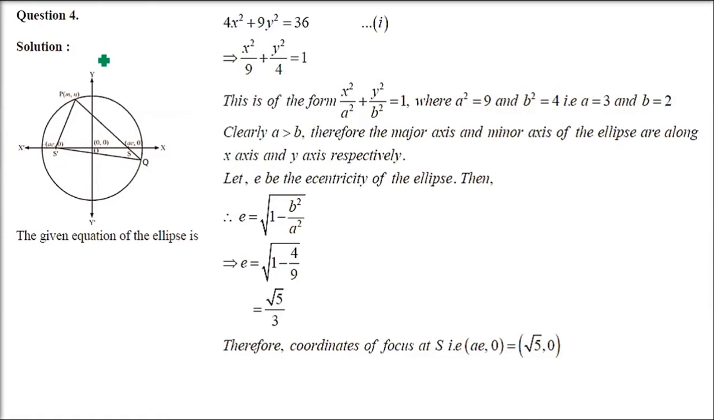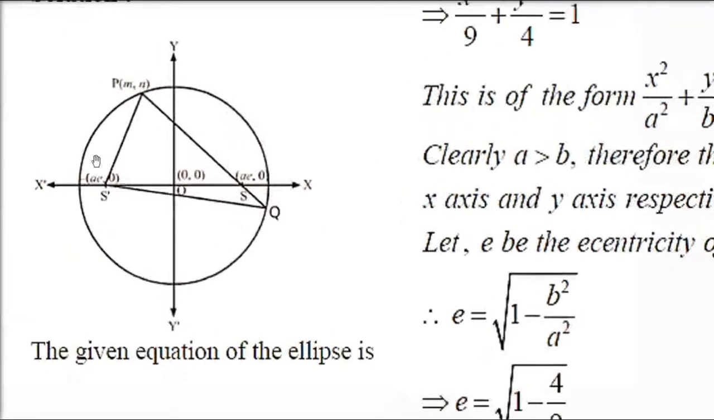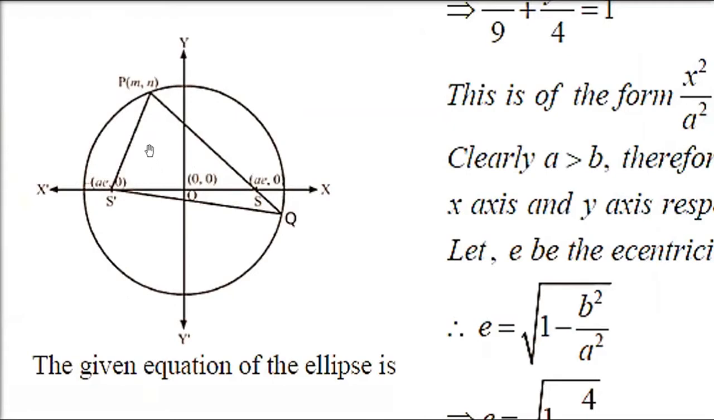Now this is question number 4. PSQ is a focal chord of the ellipse 4x square plus 9y square equals 36 such that SP equals 4. If S dash is the other focus, write the value of S dash Q. Now this question involves a lot of things. So this PSQ is the focal chord, and S and S dash are the foci.